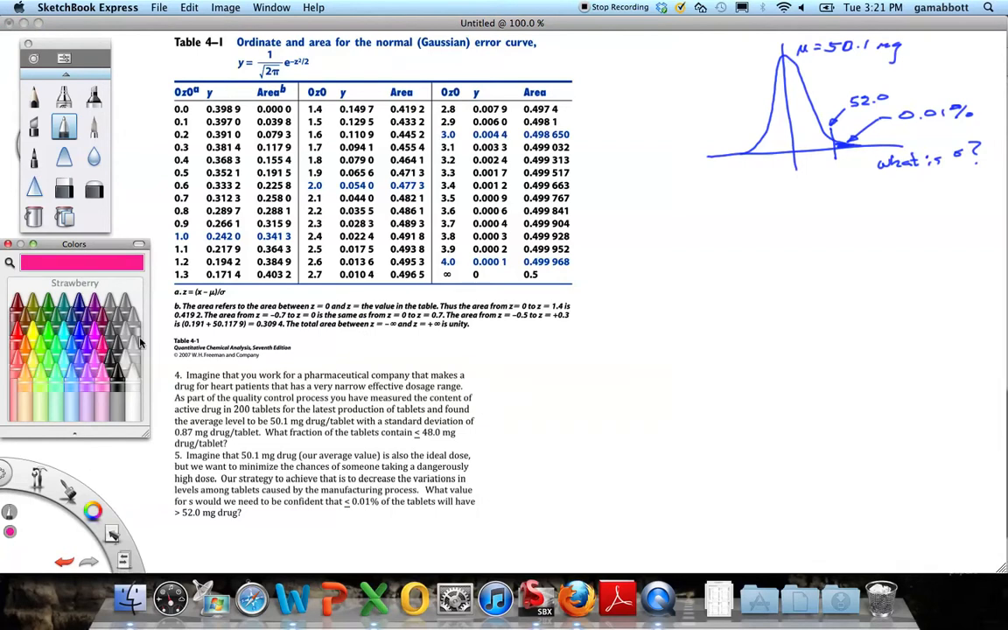We know that the table connects areas in this shaded region to values of z, where z is the distance between the center and our value of x. So this is our value of x, this boundary that we're setting on the right. The definition of z is the absolute difference of mu and x, divided by sigma, equal to z. So if we know z, we can solve for sigma.